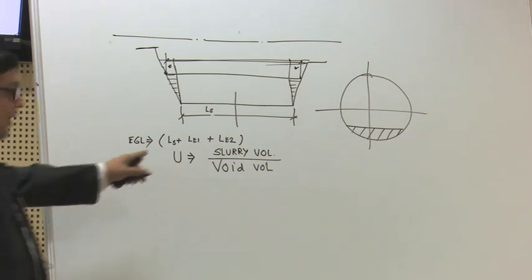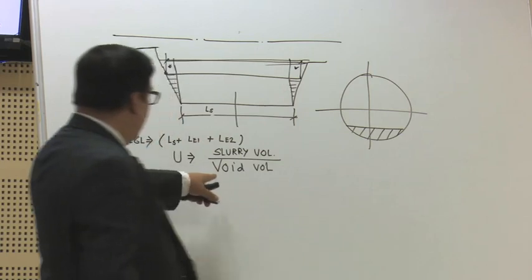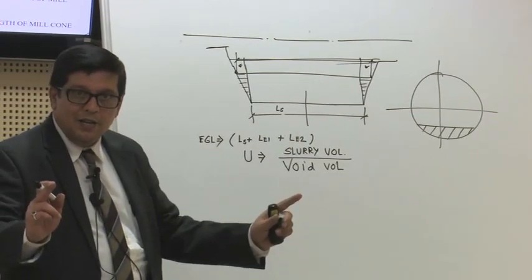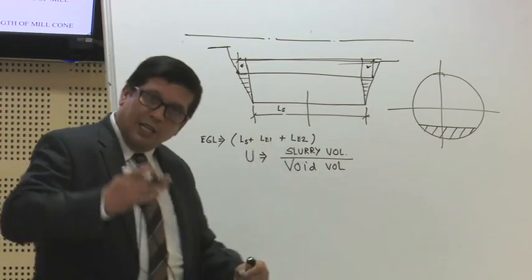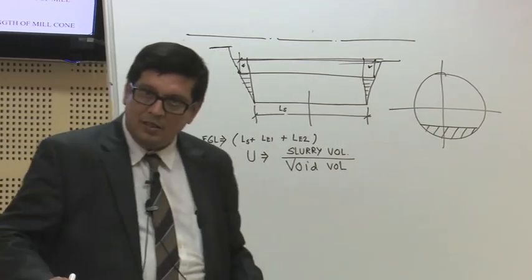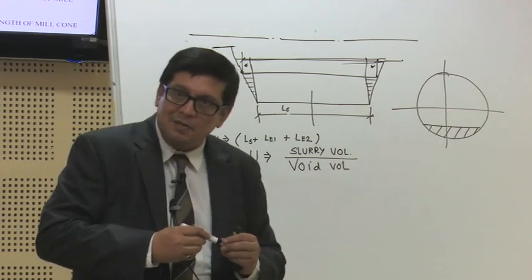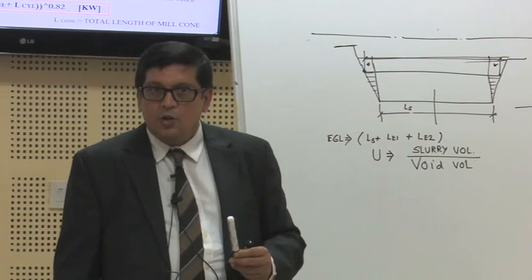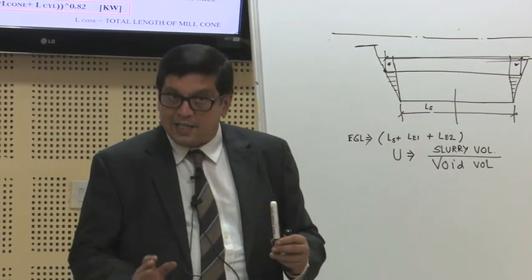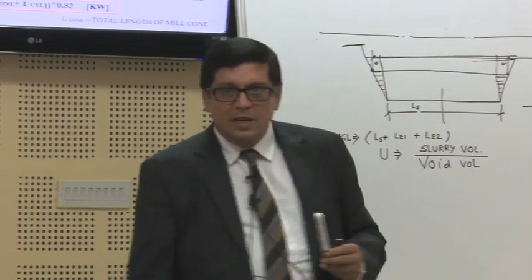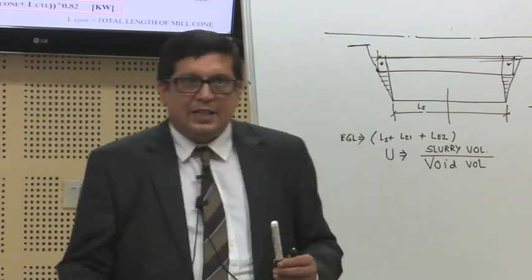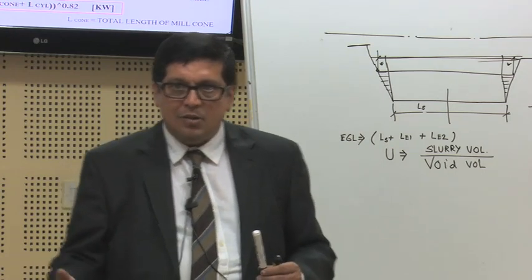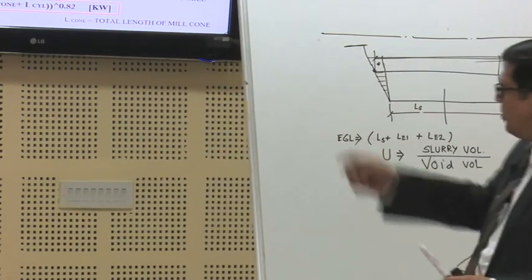Okay? If I say U is 1, that means void volume equals slurry volume. Then only U will be 1. If slurry volume is more, then the degree of filling will be more. Normally for an ideal grate discharge mill, U should be equal to 1. And for an overflow mill, U is more. It can go up to 2.5, 2.6, 3. We will come to that.